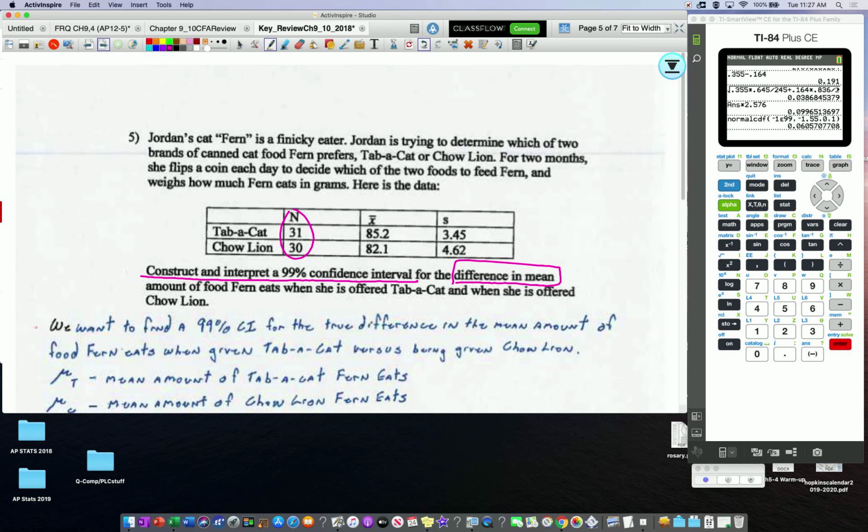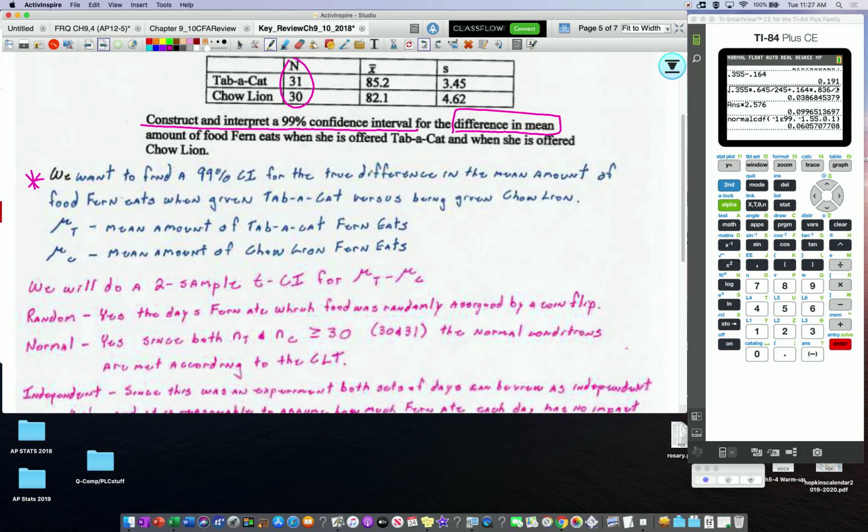So I'm going to define what interval I'm finding in the context of the problem. So again, we say we want to find a 99% confidence interval for the true difference in mean amount of cat food Fern eats when given Tabbycat versus Chow Lion. I'm defining mean of T as the mean amount he eats of Tabbycat, and mean of C as the mean amount of Chow Lion Fern is eating. Okay. So what type of test? Since we're talking about means, a 2-sample t-interval for the difference of the means.